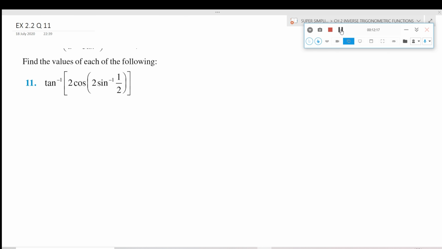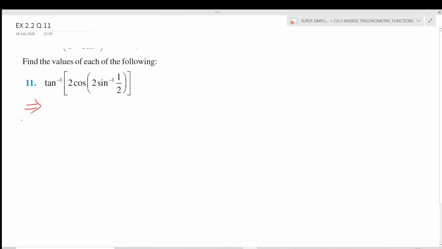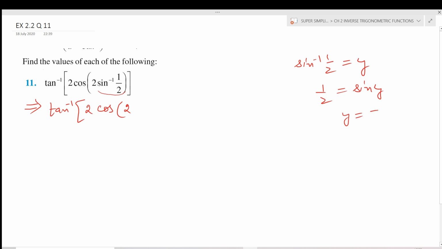Now question number 11 says find the value of the given expression. In these types of questions you should see what is the innermost expression. This is the innermost expression, sine inverse 1 by 2. So first of all we shall substitute the value of sine inverse 1 by 2. So this is 2 into. Now students, sine inverse 1 by 2 means you have to find at what value of y, sine y will be 1 by 2. So it is going to be 30 degree, that is pi by 6.